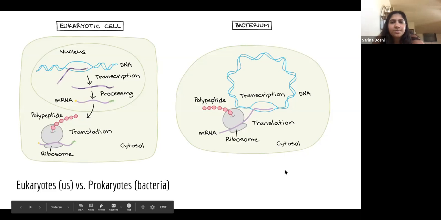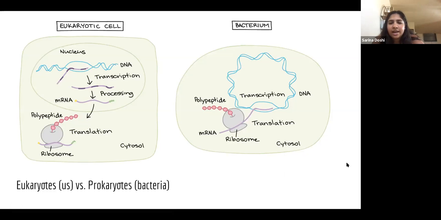So the differences between a eukaryotic cell and a bacterial cell, so a prokaryotic cell. In a eukaryotic cell, transcription occurs within the nucleus, processing occurs within the nucleus, and then translation occurs outside the nucleus. However, in bacteria, there is no nucleus. So you'll have transcription of the DNA, which kind of just occurs in the cell, and the translation will also occur within the cell.